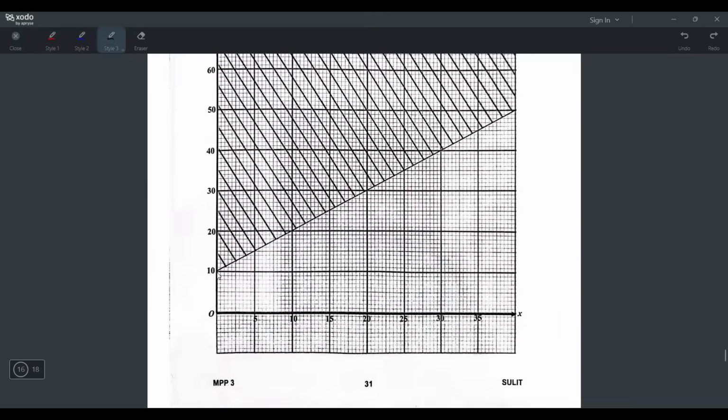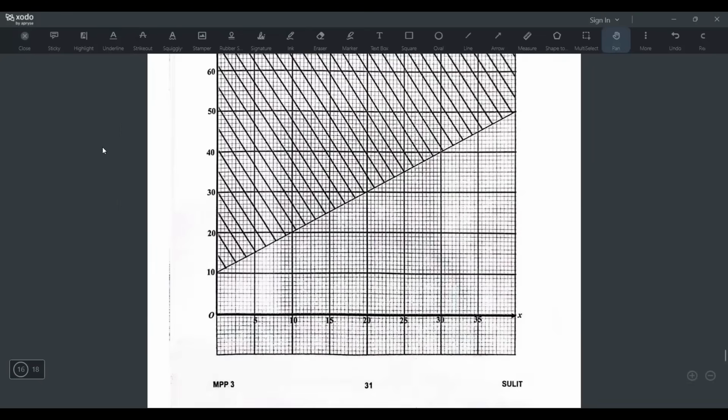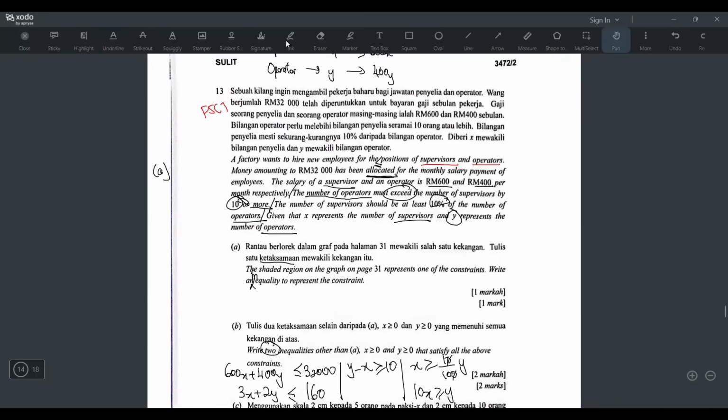The y-intercept I already know is 10. But for the gradient you need to use the gradient formula, y minus y over x minus x, and you have to choose 2 points on the line. I can choose the first point (0, 10), and the next one (10, 20). Those are the 2 points I will use to find the gradient.